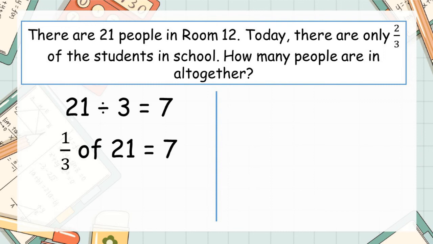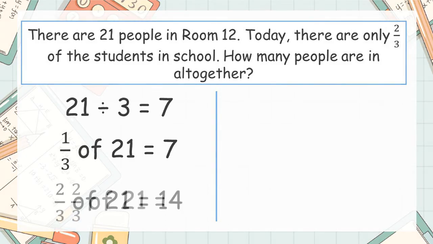But we're not looking for 1/3. We're looking for 2/3. So how do you think you'd find 2/3 if 1/3 is equal to 7? Pause the video and see if you can figure it out. Well, if 1/3 is equal to 7, 2/3 is going to be equal to 14. Did you get that correct?